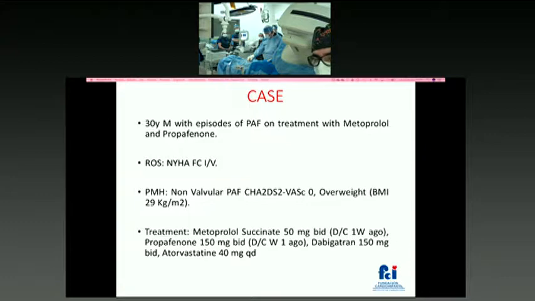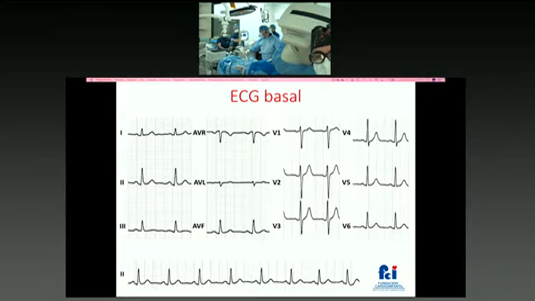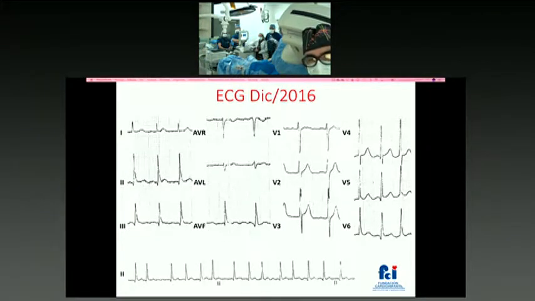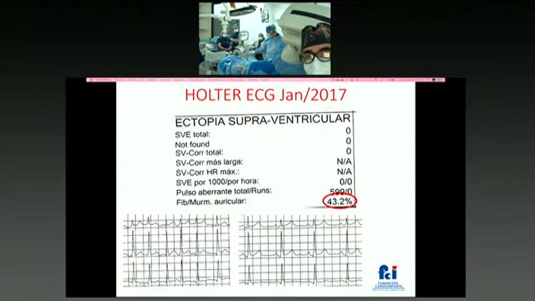Dabigatran 150 milligrams every 12 hours. The last dose was taken today in the morning, and atorvastatin 40 milligrams during the day. On the screen, you can see the baseline EKG, which essentially is normal. The ECG of one of the episodes of atrial fibrillation in December 2016. We can clearly see here the atrial fibrillation, irregular RR with rapid response.